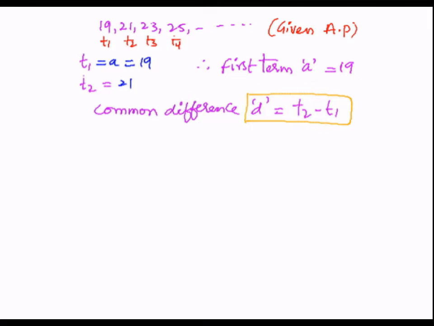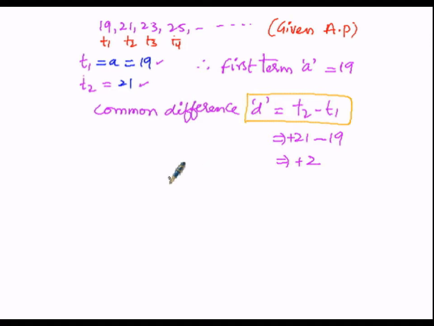So here T2, the value 21, minus T1, which is 19. 19 is negative and 21 is positive, and plus into minus is minus. Let us subtract: 21 minus 19 is 2. 21 is greater, so its sign is positive, so it is plus 2. In this manner we got the common difference, that is D.